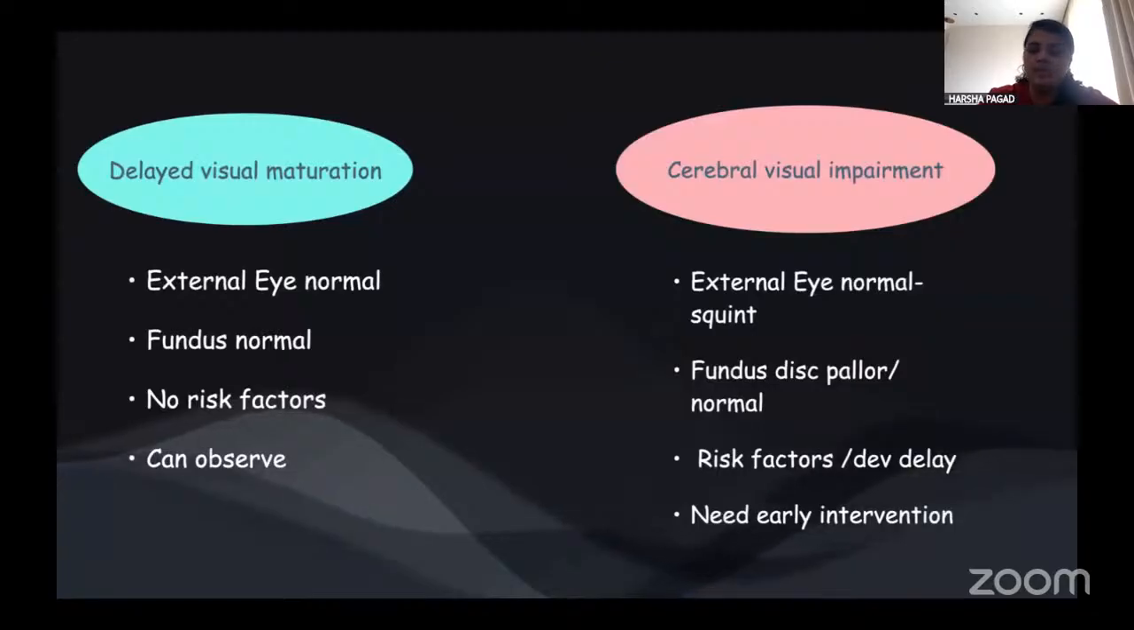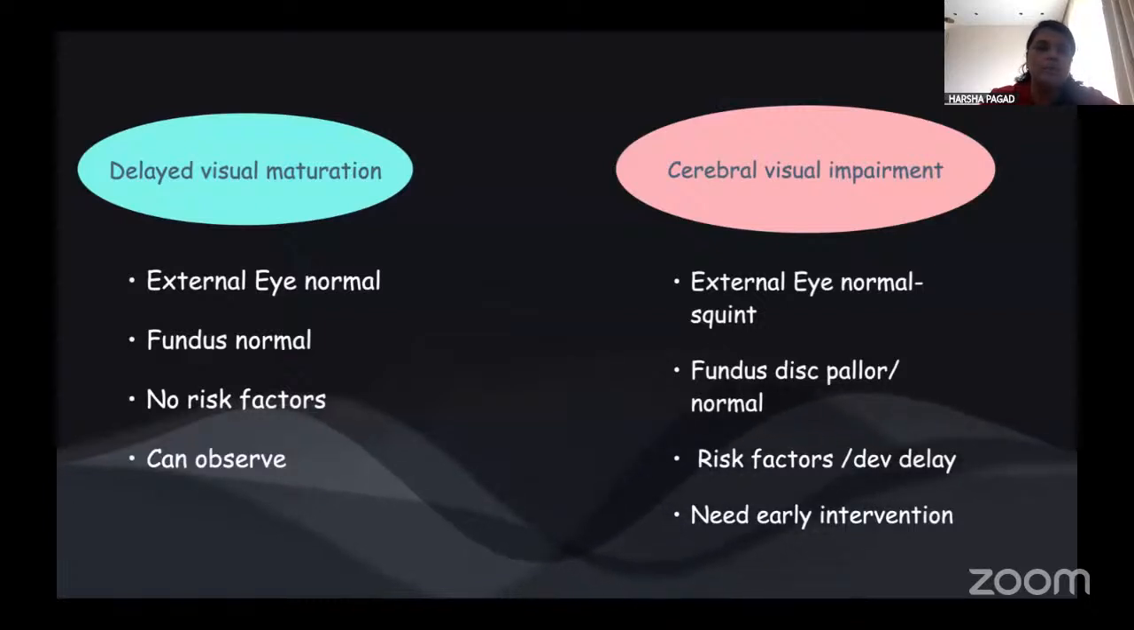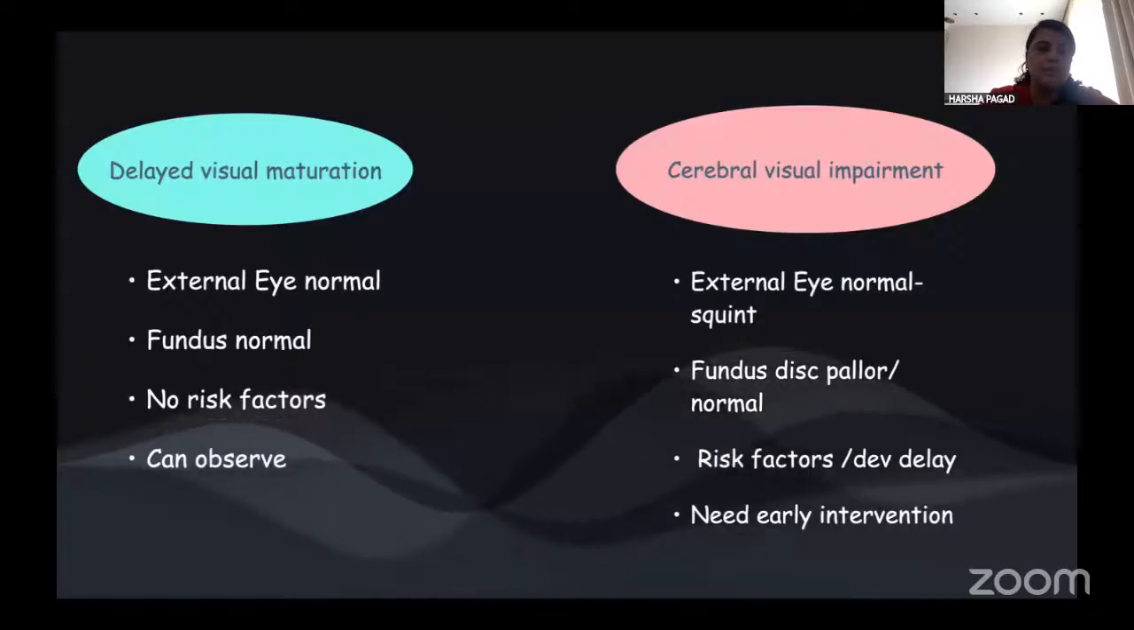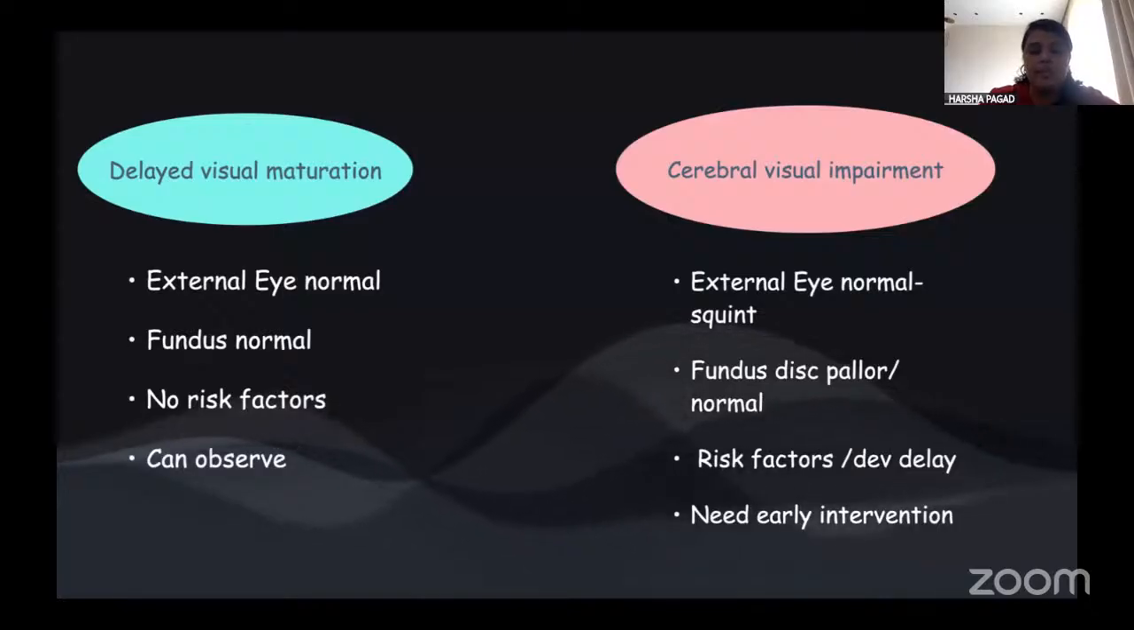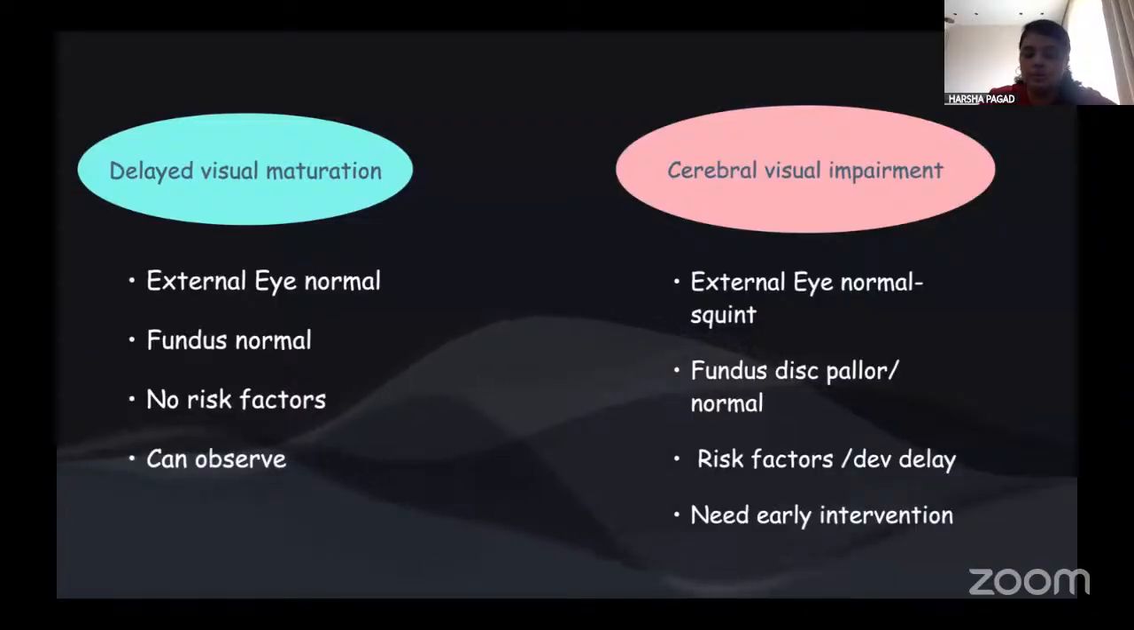One is called delayed visual maturation. The other one is called cerebral visual impairment. In delayed visual maturation, there is no risk factor. The eye examination is completely normal. So we usually observe it. But still the child does not have the normal visual behavior required for that age. But because there are no other risk factors and the rest of the examination is normal, we call it delayed visual maturation and we observe such children.